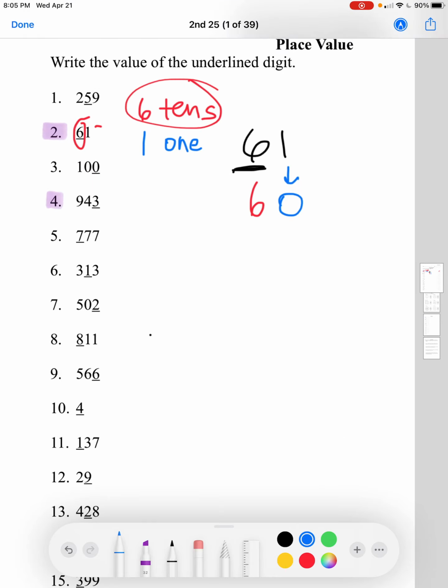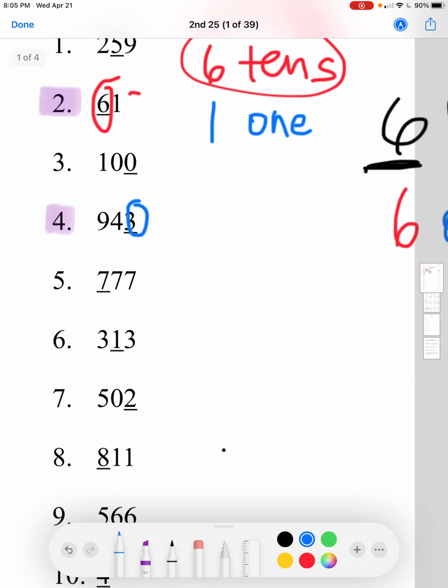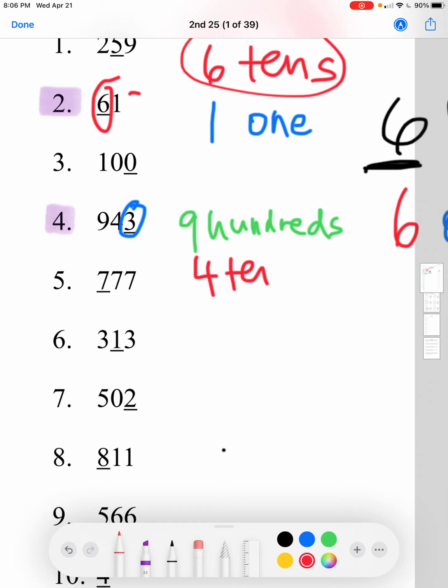Now let's go over number 4. We have the number 943. Again, this is the ones place, this is the tens place, and this is the hundreds place. And the underlined number is the 3. That's in the ones place. So we have 900. We have 4 tens. And we have 3 ones. We're looking at this ones place.